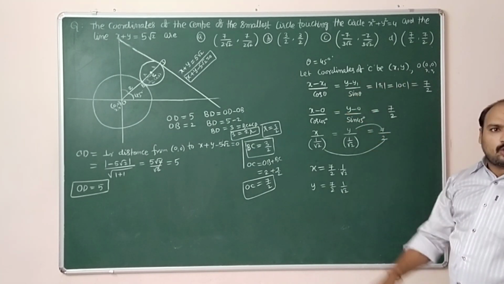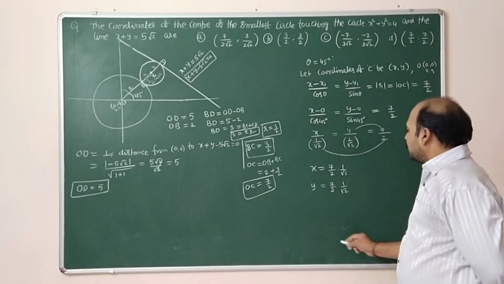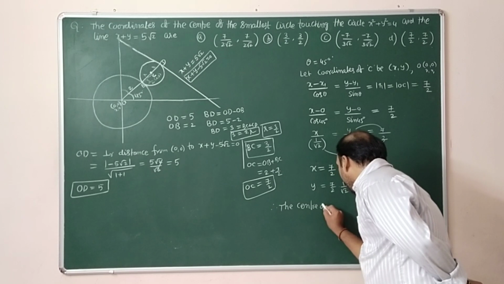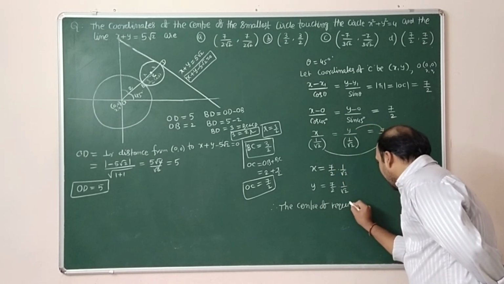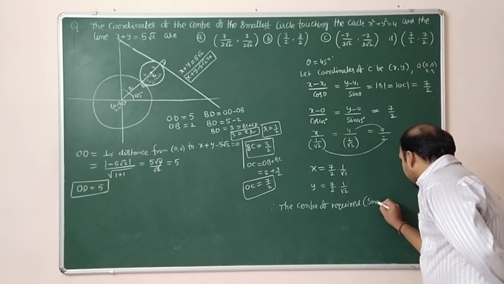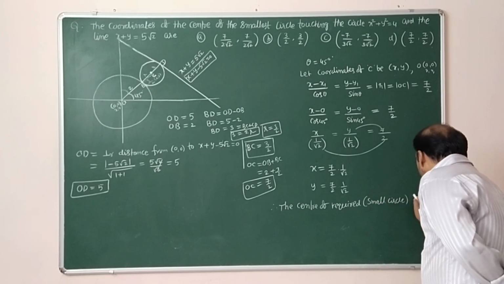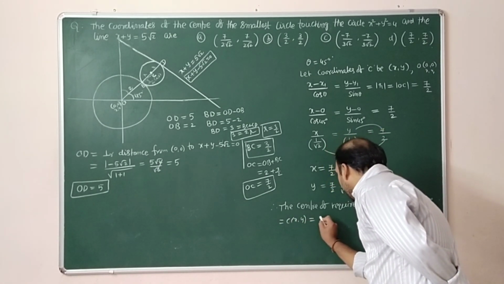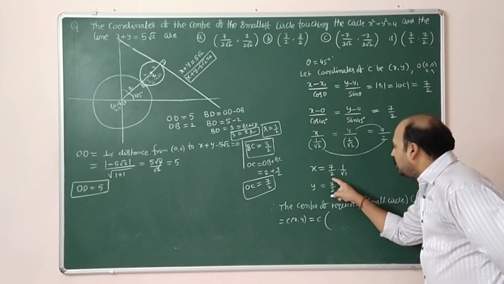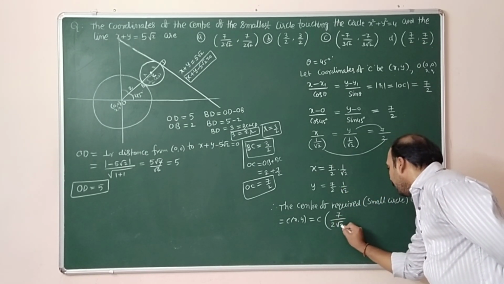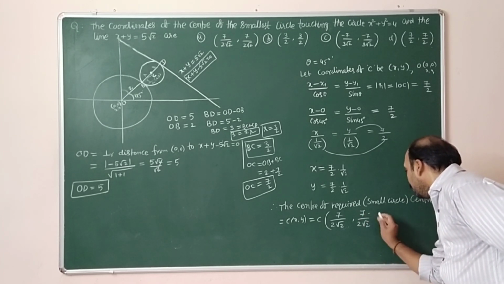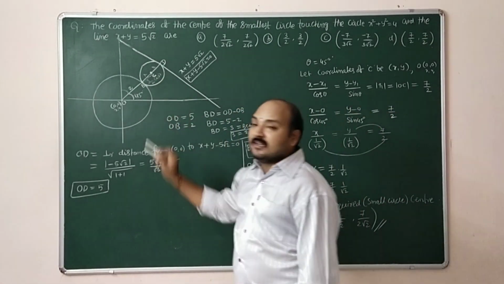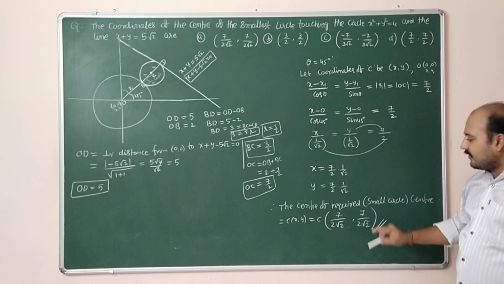Therefore, x comma y is what? The coordinates of the required small circle center. So therefore, the center of the required small circle, C of x comma y, is equal to C of 7 by 2 root 2 comma 7 by 2 root 2. So the coordinates of the smallest circle's center are 7 by 2 root 2, 7 by 2 root 2.